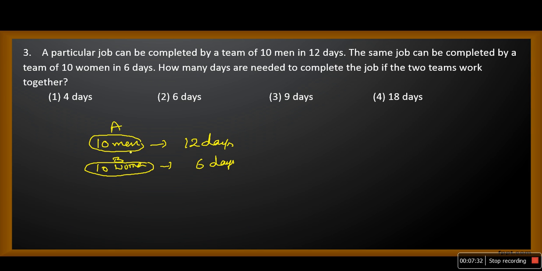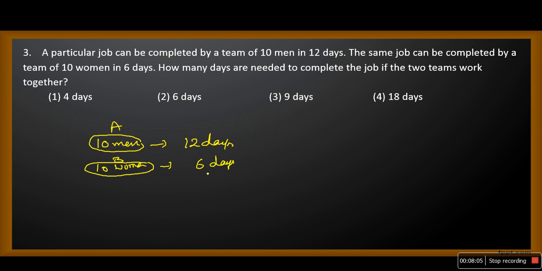I am simplifying these phrases. I am considering 10 men as A and 10 women as B. Now I can say: A can do the work in 12 days and B can do the work in 6 days. If they work together, in how many days will the work be completed? With common sense, without solving this question, how can we do it? If B alone does the work, he can do it in 6 days. With the help of A, will he take less than 6 days or more than 6 days? Simply less than 6 days.